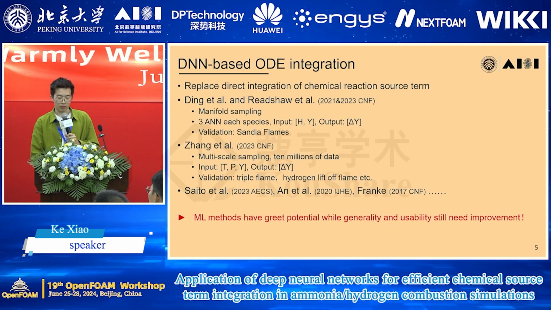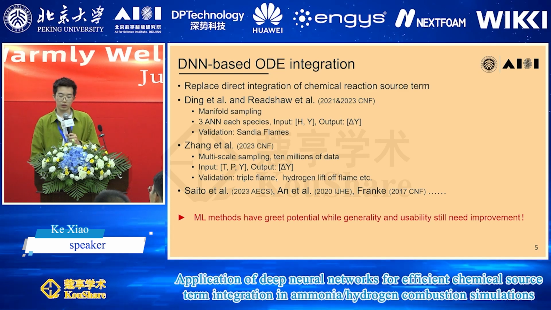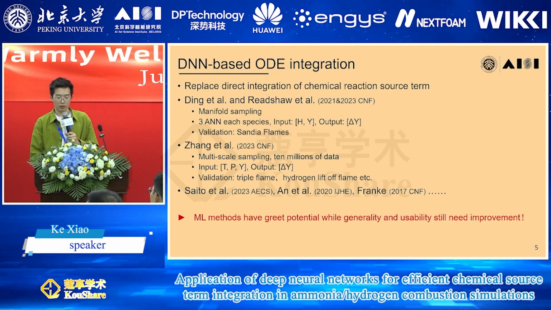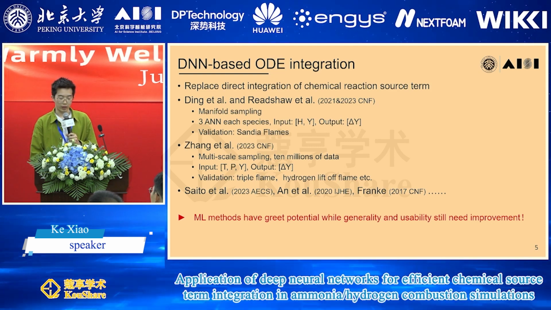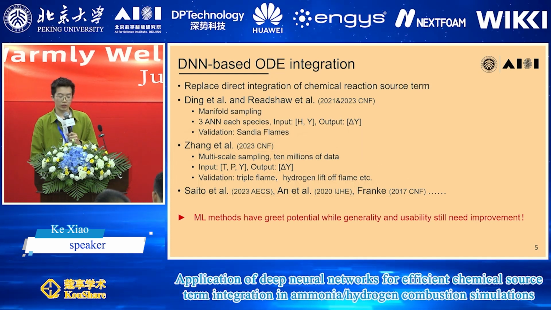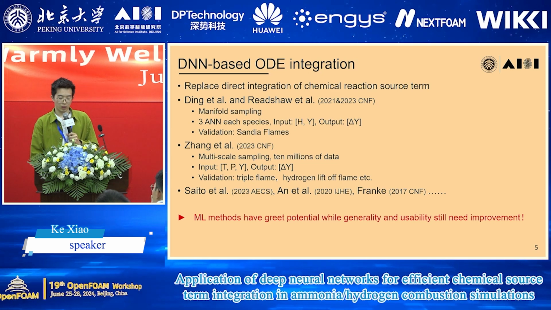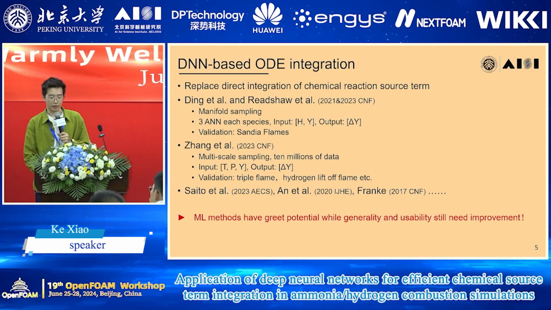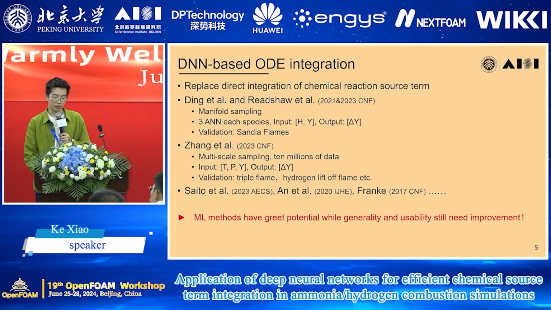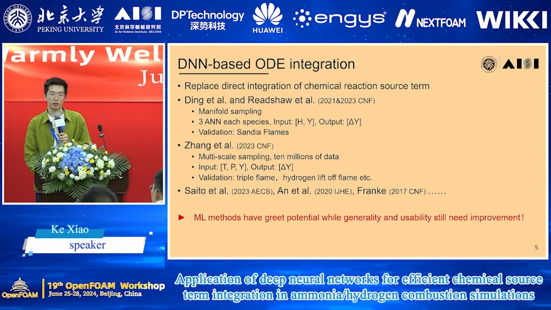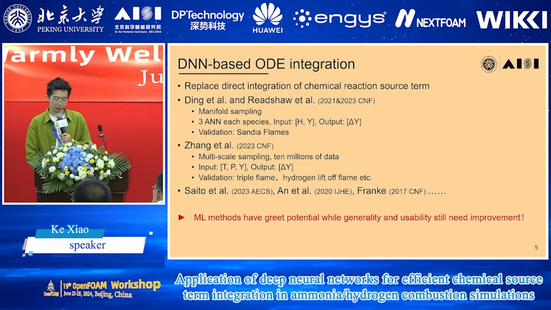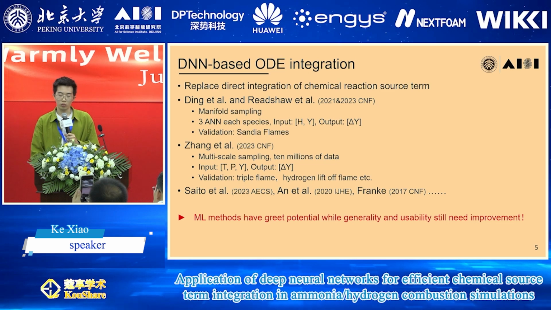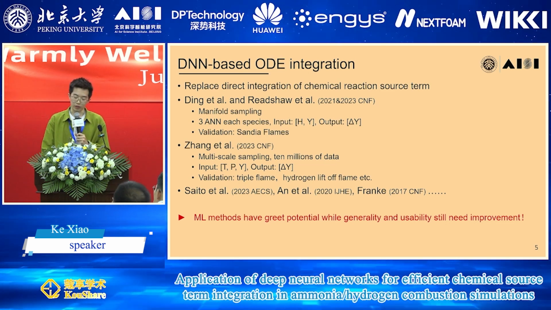Recent studies by Ding et al. and Readshaw et al. have explored using deep neural networks to replace direct integration of chemical reaction source terms. Their approaches involve manifold sampling and training artificial neural networks to predict changes in species concentrations. Zhang et al. employed multi-scale sampling to train DNNs on large datasets, achieving good generalization and demonstrating the potential of machine learning methods in accelerating combustion simulations. These works showcase the potential of machine learning methods. However, there is still room for improvement in generality and usability.